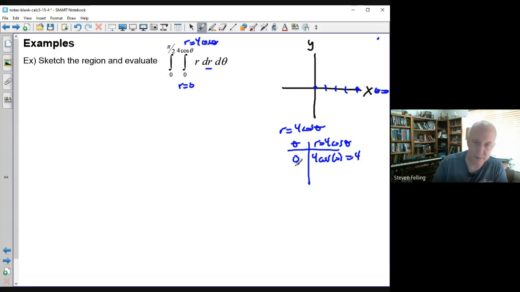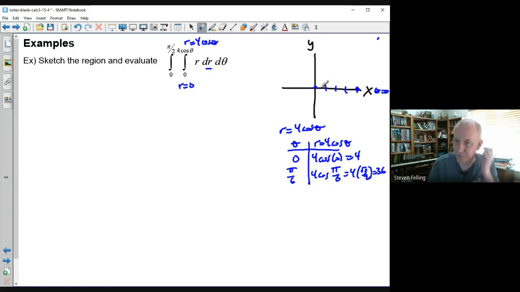Okay, let's see. How about pi over 6, the next special value. So 4 times the cosine of pi over 6, that's 4 times square root of 3 over 2, which turns out to be about 3.6. Okay, so if I'm at pi over 6 as an angle, then I don't go all the way out to 4.